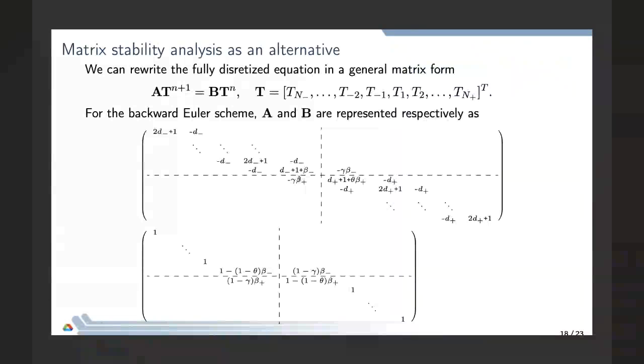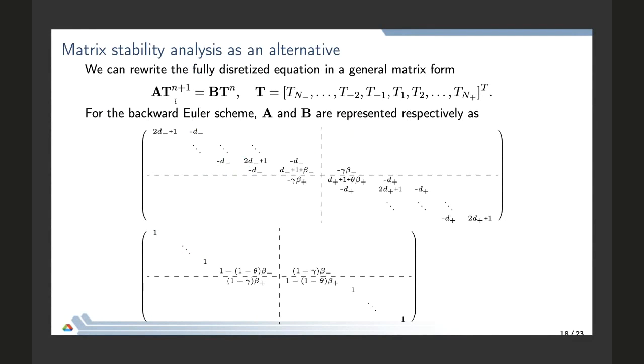We also did some matrix stability analysis to validate our theoretical results. By matrix stability analysis, we can rewrite the fully discretized equation in the general matrix form, which is A times T^{n+1} equals B times T^n. T^{n+1} is the solution of the current time step, and T^n is the solution from the previous time step.